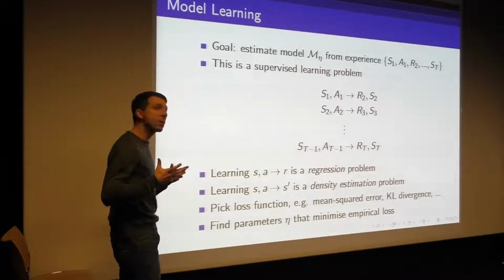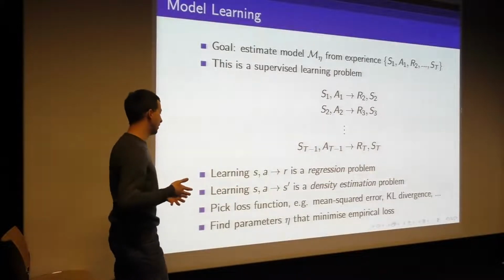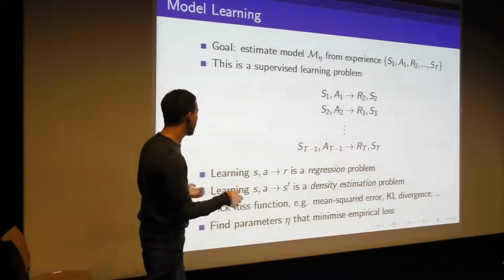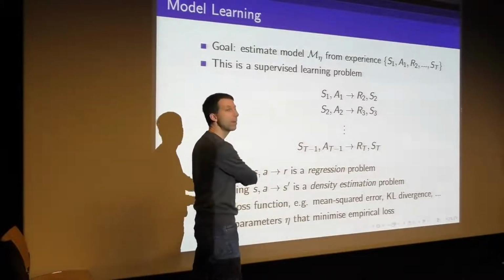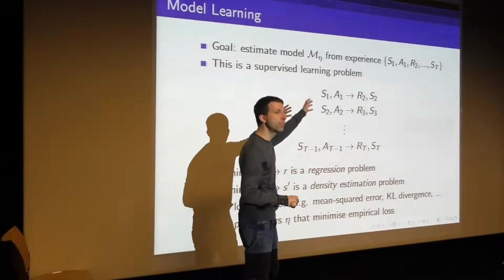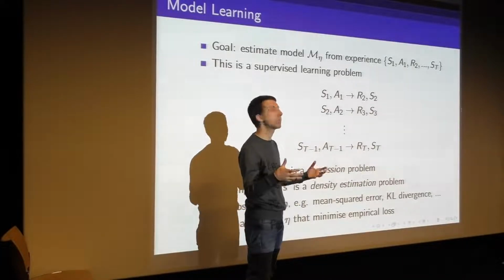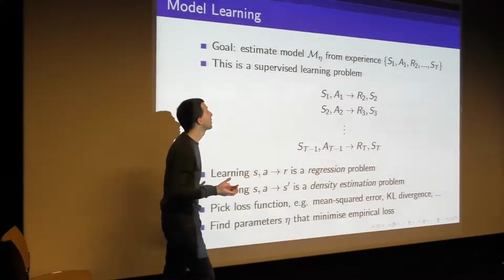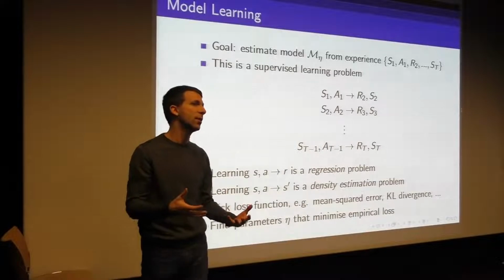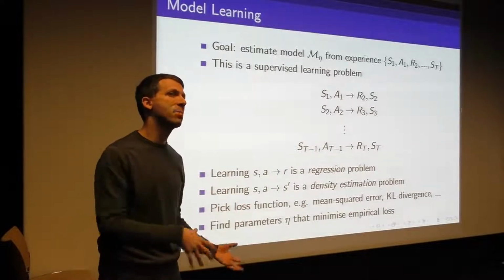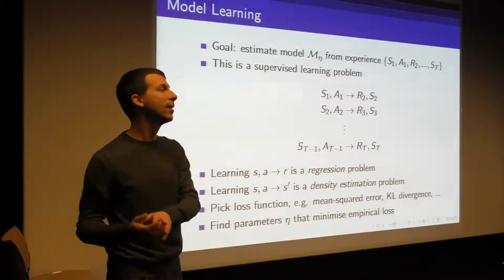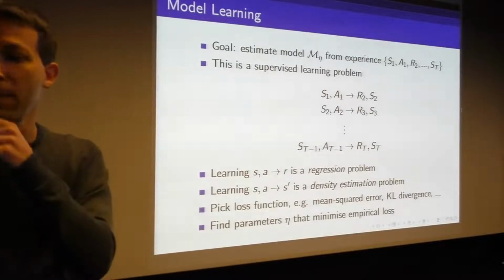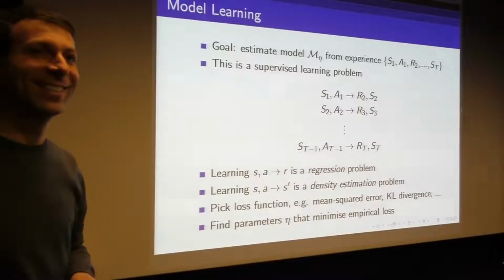And I'm not really going to go into the details of how to do this, except for one simple case. Really the idea is just to find the parameters that minimize our empirical loss. So we see all of these examples, and we want our loss to be as small as possible across these examples that we've seen so far. So that's how to do model learning in a nutshell. Everything that you've ever seen in supervised learning can be applied here. And that's all I'm going to say about it, except for this question.